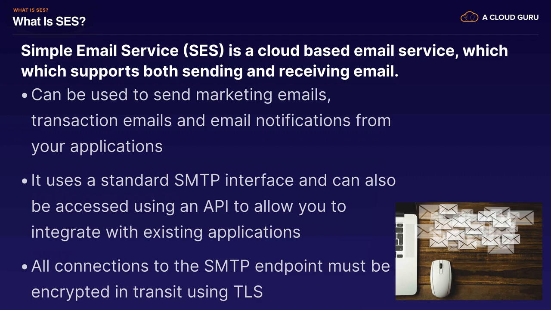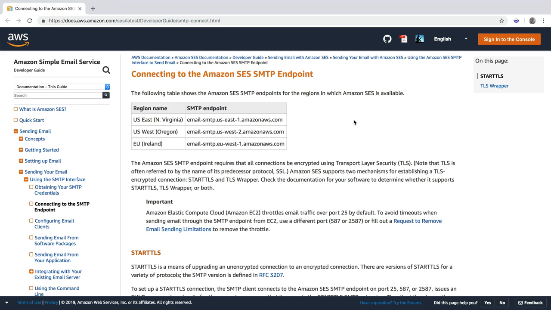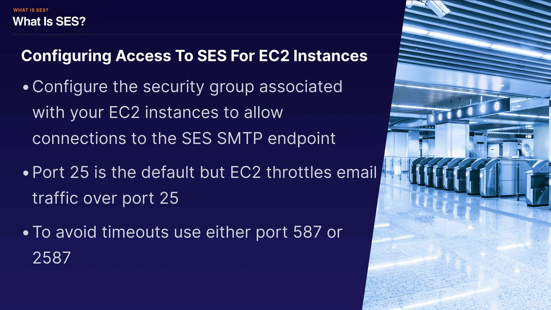I'm going to just show you the documentation, which talks you through connecting into the SES SMTP endpoint. This table shows us 3 different endpoints. There's one in US East, US West, and EU Ireland. And it's this endpoint here that your EC2 instance will need to connect to if it wants to send emails using SES. When you configure access to SES for your EC2 instances, you need to configure the security group associated with your EC2 instance to allow connections to the SMTP endpoint.